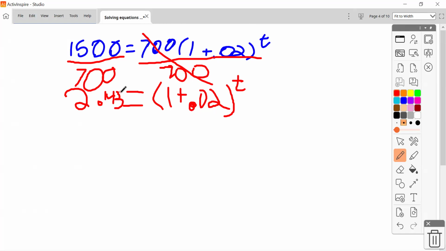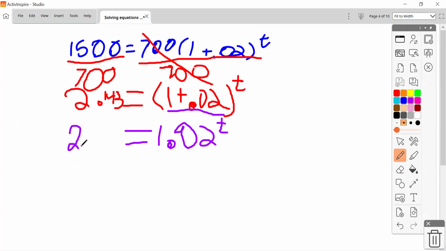All right, step 2 is to simplify 1 plus r or 1 minus r, what's in parentheses. Plus is a little easier. You're literally just going to stick the 1 in front of your decimal. So 1.02 to the t power. And 2.143 comes down.